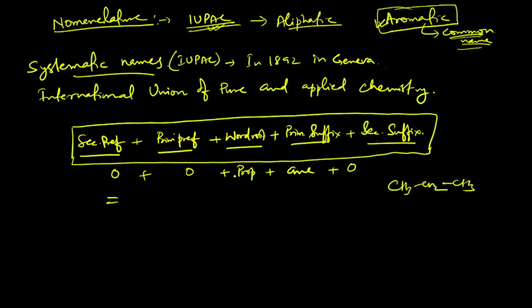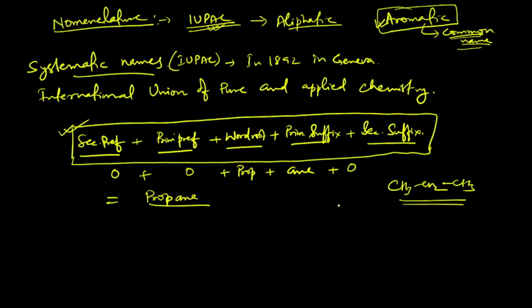So now equal to, just add it, prop, and remove this plus, and you just write directly A and E, propane. Okay, there should not be any space, so propane. So this name is propane. So like that we are using this formula for naming purpose.